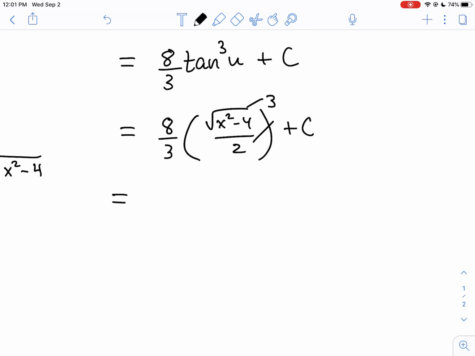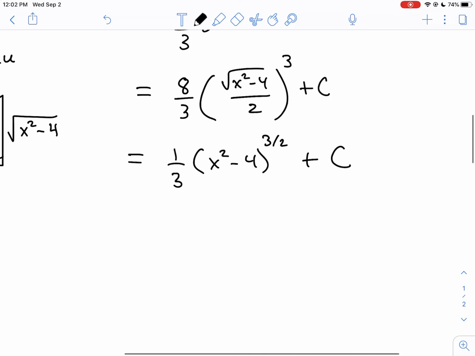Right, you cube the top and you cube the bottom. If you cube the denominator, it gives you an 8, and that cancels with the other 8, giving you just a 1/3 as the constant. And then you could change this radical x squared minus 4 into x squared minus 4 to the 1/2 power, and then when that gets cubed, the powers multiply. So you could say something like this, x squared minus 4 to the 3/2 power. And this is a good place to stop.